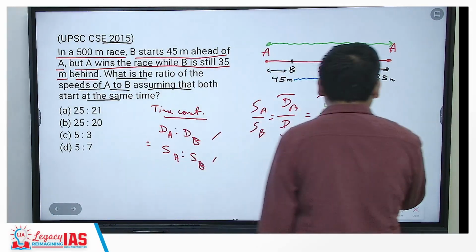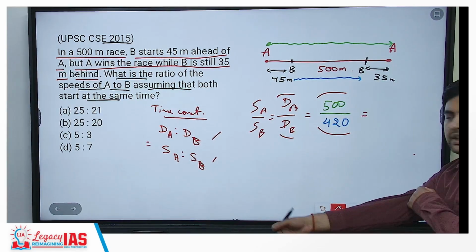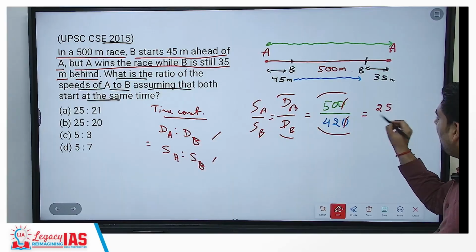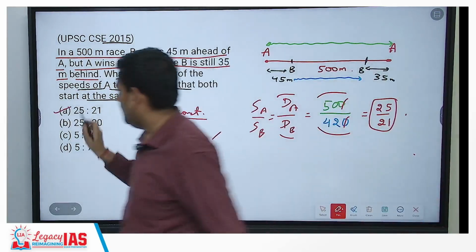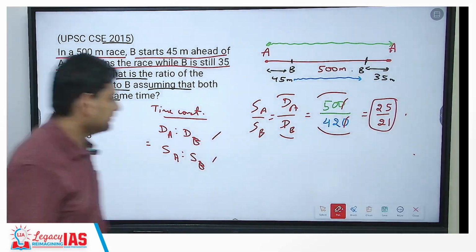Now this is simple. Now what you get? 500 and 420. How many times this will go? 0, 0 cancel out. This will go 25 and 21. This is the ratio. Answer becomes 25 ratio 21. Understood? Simple. Okay. Then next.